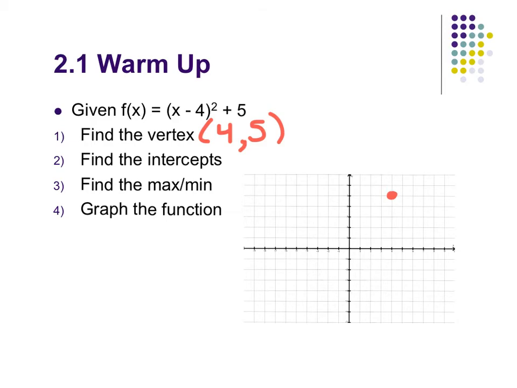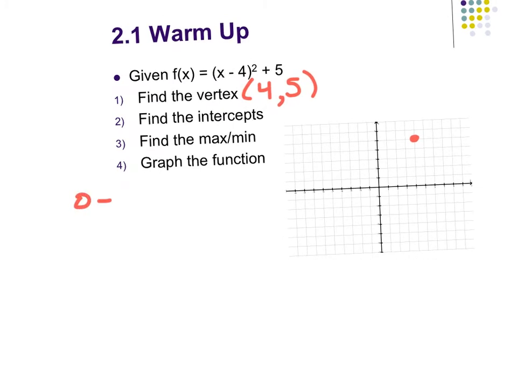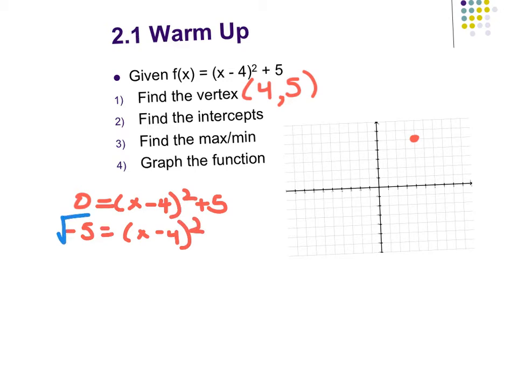Then it asked me to find the intercepts. So I would plug in 0 for y to find the x-intercepts. I subtract the 5, and then what happens when you go to square root that negative number? It's imaginary, which means there's no x-intercepts, which makes sense because we said this is going to point up, right? So it should make sense that it never crosses the x-axis.